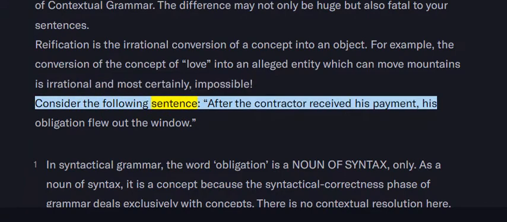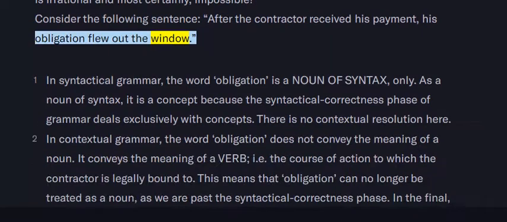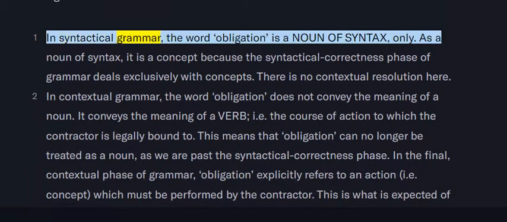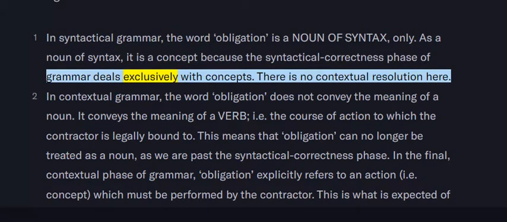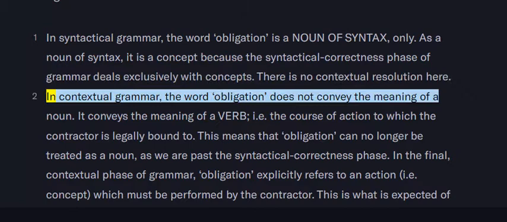Consider the following sentence: after the contractor received his payment, his obligation flew out the window. In syntactical grammar, the word obligation is a noun of syntax only. As a noun of syntax, it is a concept because the syntactical correctness phase of grammar deals exclusively with concepts. There is no contextual resolution here. In contextual grammar, the word obligation does not convey the meaning of a noun.